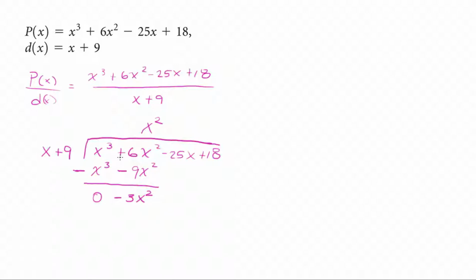Now, you repeat the algorithm. You ask yourself, 1 multiplied by x will give you negative 3x squared. Well, the answer is negative 3x. Now, negative 3x times x is negative, oh, and I forgot also, you have to lower the other term, so negative 25x, just like regular division. Negative 3x times x is negative 3x squared. Negative 3x times 9 is negative 27x.